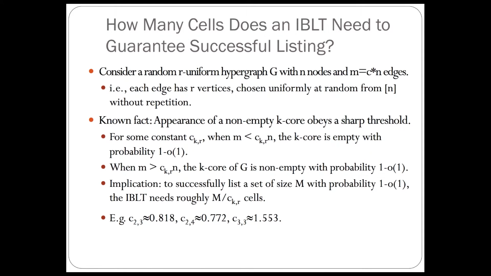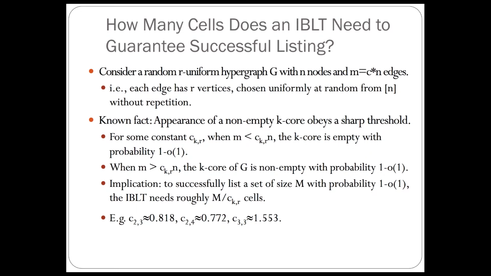Great. So you can now ask, if you want to guarantee successful decoding with high probability, how many cells do you need? Because that's the space complexity of your data structure. This is equivalent to asking, if you have a random R-uniform hypergraph, how many edges can you tolerate and still have an empty k-core, here the 2-core, with high probability? It's known that the appearance of a non-empty k-core in these random hypergraphs obeys a sharp threshold, which means that there's some constant c_{k,r}. The constant depends on the value of k, whether you're looking for a 2-, 3-, or 4-core, and it also depends on r, that is, how many nodes each edge in the hypergraph contains.